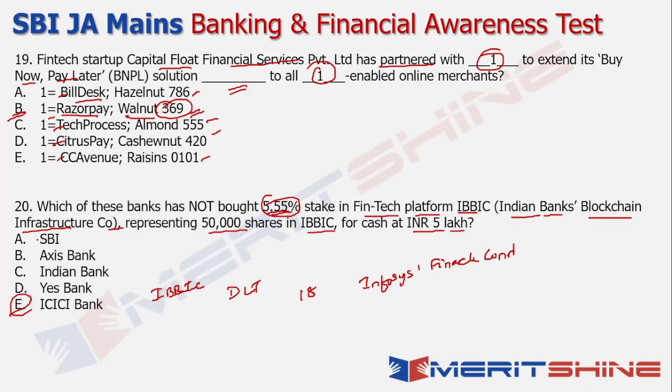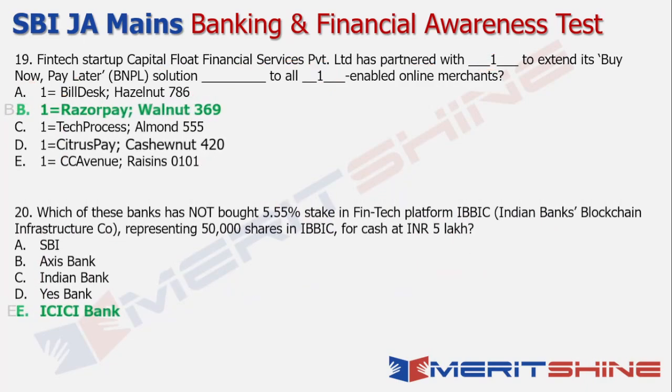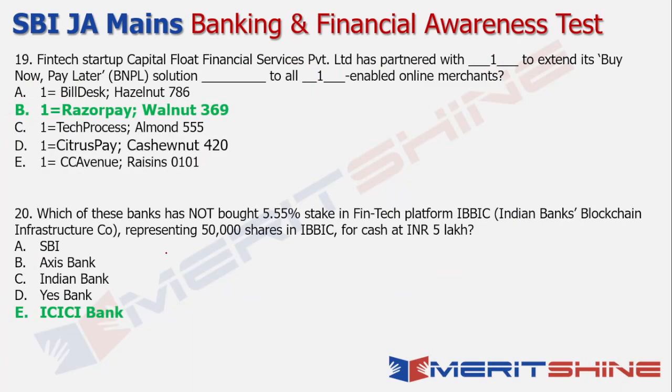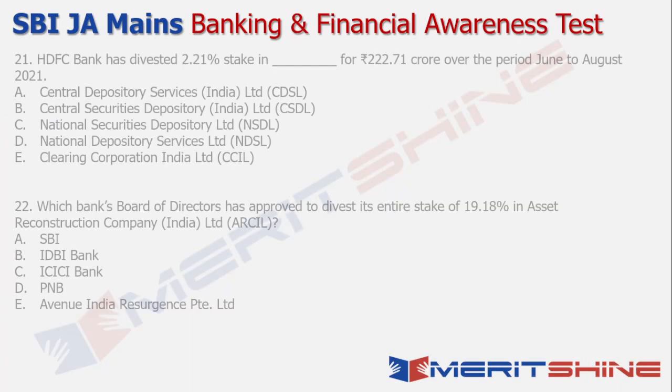That is your SBI, Axis, Indian Bank, Yes Bank. All of these have taken 5.55%, and ICICI has taken a 5.44% share in this. So the answers to these questions are Razorpay, Walnut 369, and ICICI Bank. Moving on to the next set of questions.